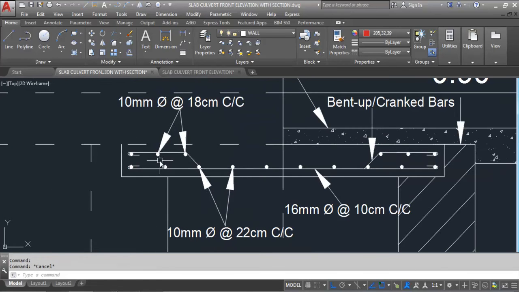Distribution bars dimension: 10 millimeter dia at the rate of 22 centimeter center to center. Here 10 centimeter center to center. Distribution bars 22 centimeter center to center, and main bar 10 centimeter center to center. Now this is the bent up bar or cranked bar. This is your bent up bar or cranked bar.